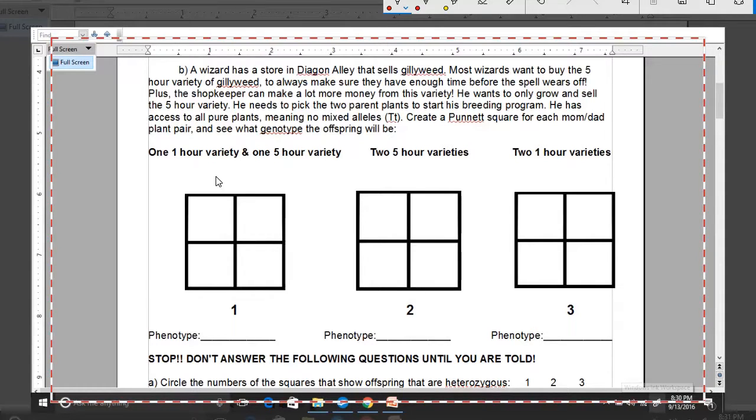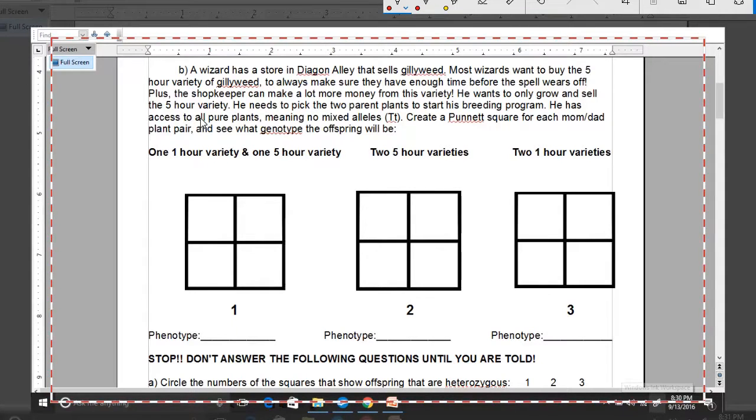Okay, so now what we have to do is, remember, when we do our Punnett Square, we have to put the mom alleles on top and the dad alleles on the side, or the dad alleles on top and the mom on the side. It doesn't matter which way. So the first thing we have to do is figure out our genotypes for the mom and the dad. Now, the first Punnett Square says we have to have 1 1-hour variety plant and 1 5-hour variety plant for the parent. Look at the instructions.